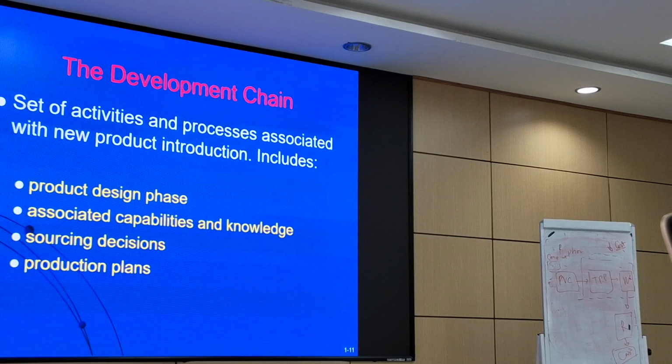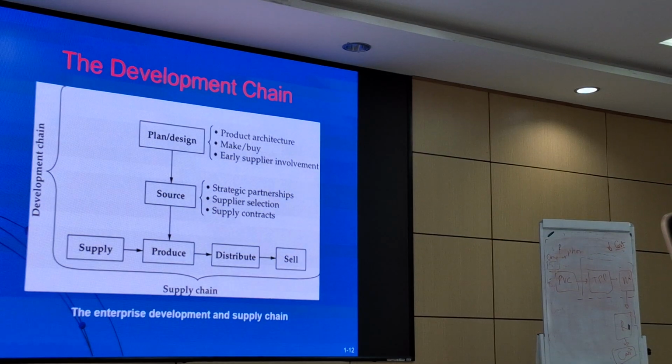In the supply chain, we have a set of activities as we mentioned. We have the product design phase, associated capability and knowledge, sourcing decision, and production plan. So let's look at this one. We will discuss this for a while, and after that we take a short break. Do you know that this is a development of the supply chain? We have to consider, for example, produce here.